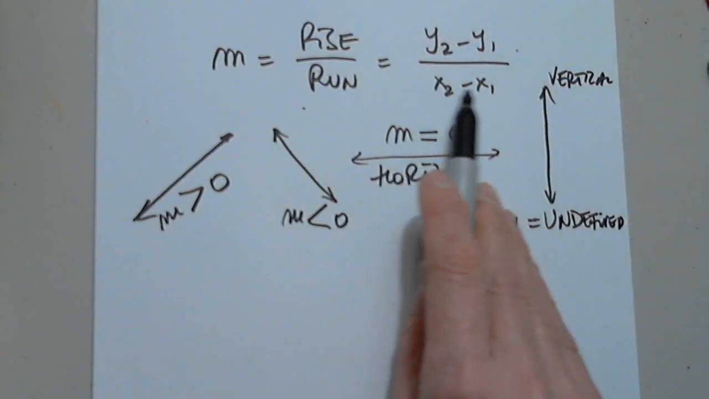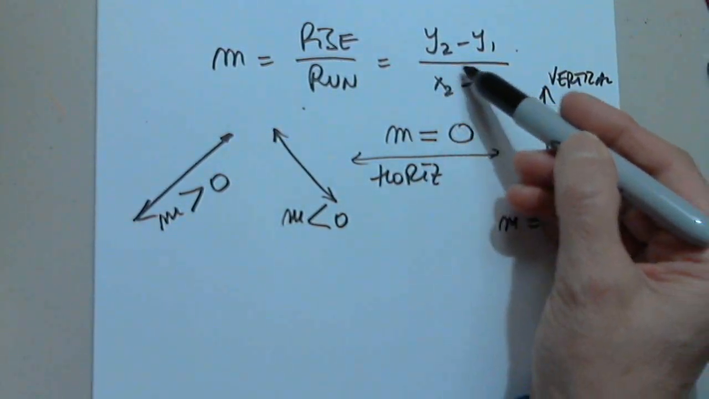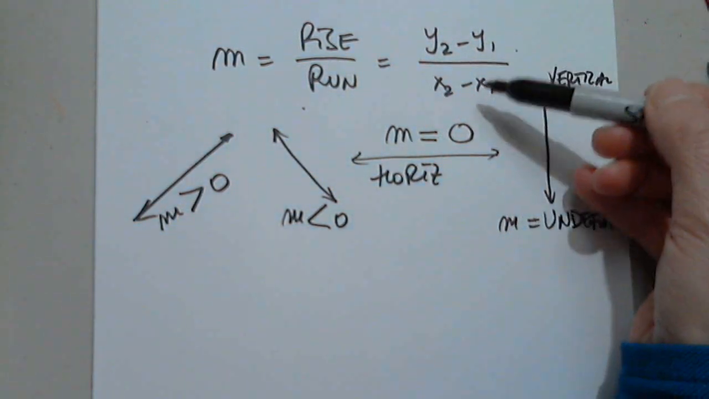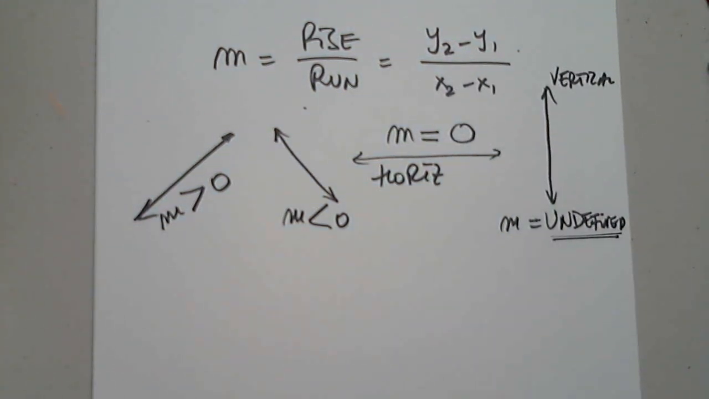Because it's the same x. x2 minus x1 will be the same, so the denominator will be 0. And the number over 0 is undefined. So the slope of a vertical line is not possible, or you say it's undefined.